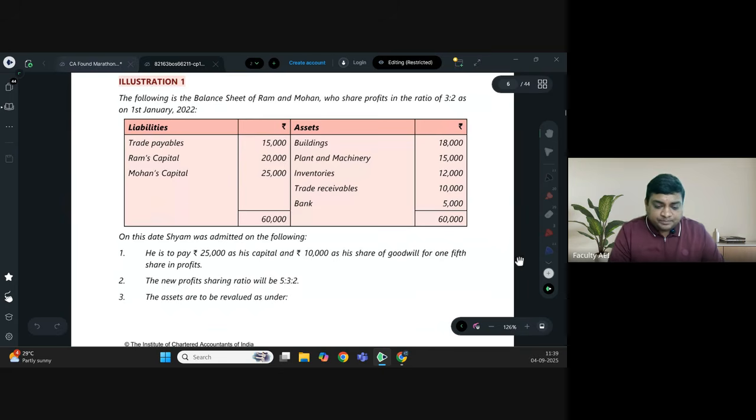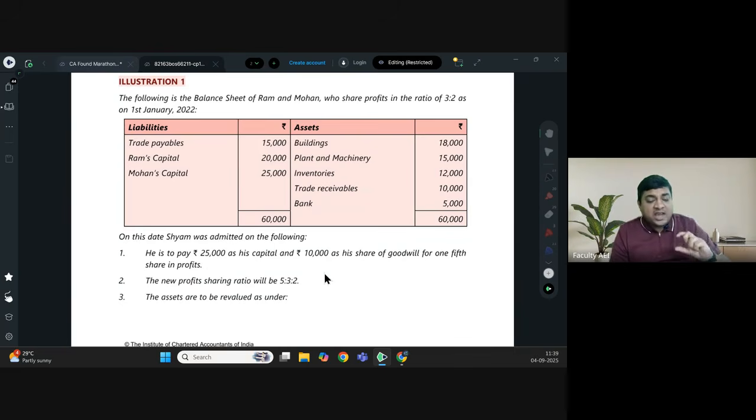Now they have told us, this is the balance sheet you can see. He's bringing in 25,000 as capital and 10,000 as his share. So 10,000 is not the value of goodwill. 10,000 is the share of the new partner for 1/5. It means the full value of goodwill is 50,000. Right? 25,000 he is bringing as capital and 10,000 he is bringing as goodwill, his share. Right? Okay. The new profit sharing ratio is given.